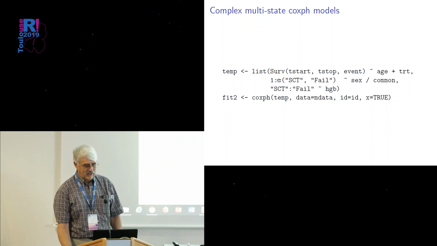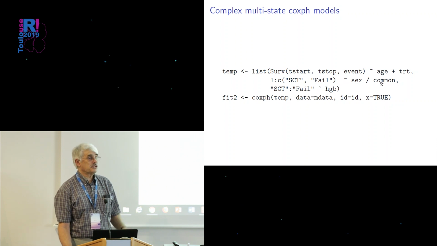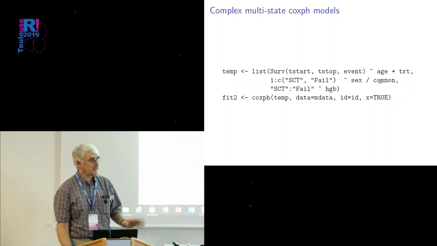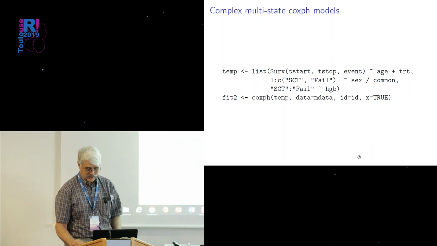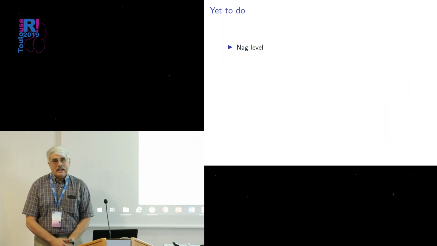And I can even have, from beginning state to SCT or failure, I want sex to be in that formula, but those two transitions should have a common coefficient for sex. So you can do complicated things with your formulas if you want, and then you just fit it. So there we go. What are things yet to do?